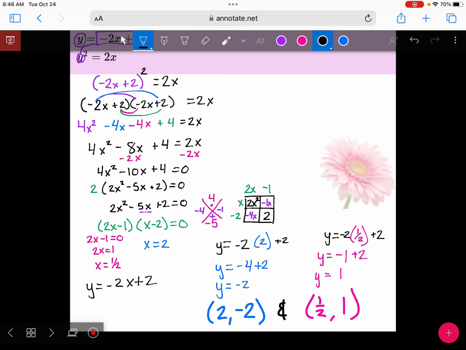Okay, questions on these? Because it's a step at the beginning and a step at the end, but all the middle bit is stuff we've been doing.